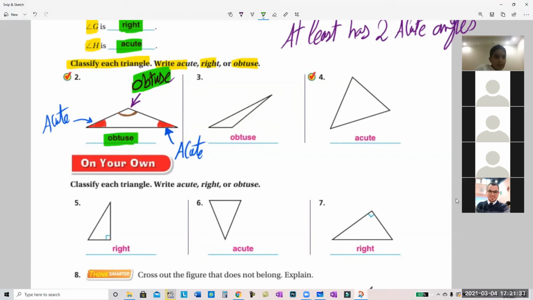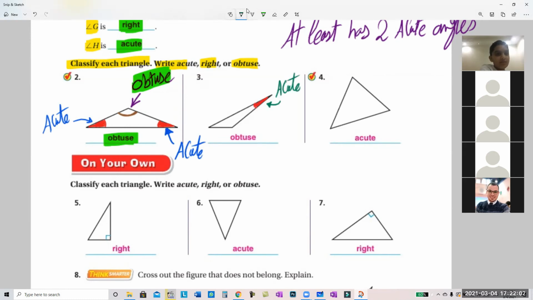Okay, the next one, number 3. I will ask Muhammad Ali al-Dijani. Okay, Muhammad, what about this angle? It's easy. I think it will be acute. Yeah, great. It will be acute because it's a small angle, right? Yeah, very small. Okay, so it will be acute.